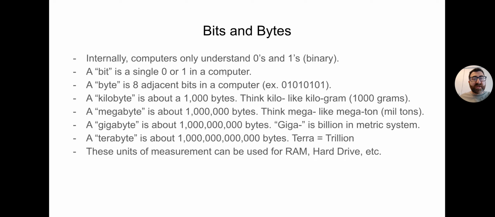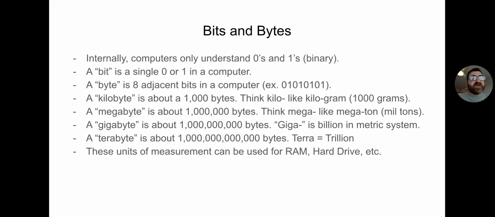So a bit, a single bit, is a single 0 or 1 in a computer. A byte is 8 adjacent bits. So for example, 0101, that's 4 bits. And then if you have another 0101, together that makes 8 bits. So we're on the second bullet point: 8 adjacent bits is a byte.